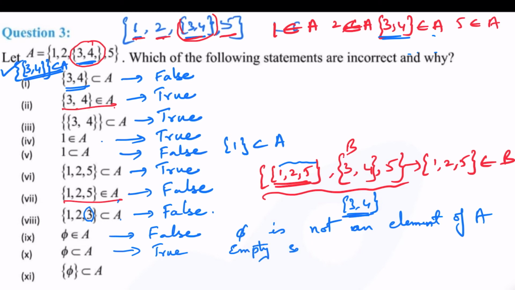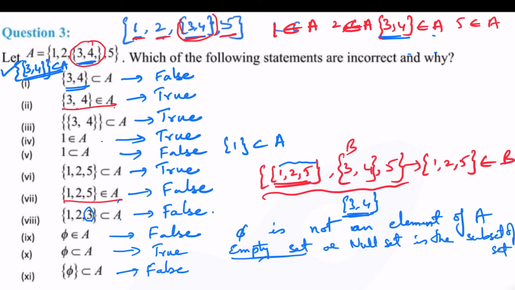The empty set or null set is the subset of any set. Now next, {5}, taking this as a set, is a subset of A. This is a false statement because you cannot write 5 within the braces as an empty set. An empty set you write as 5, but if you are writing within the braces, it should become an element of that set.